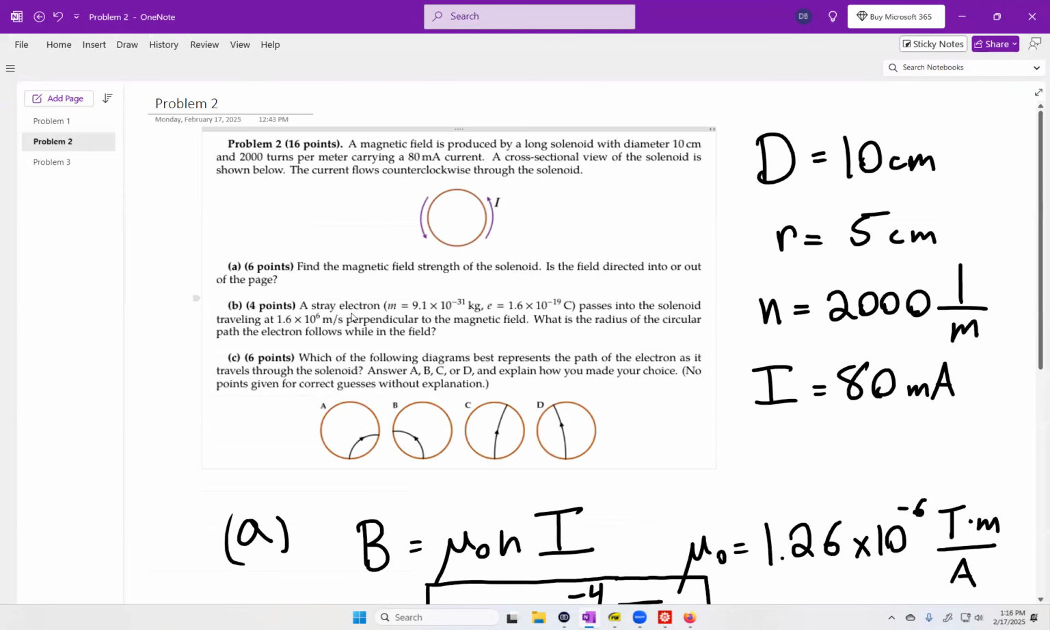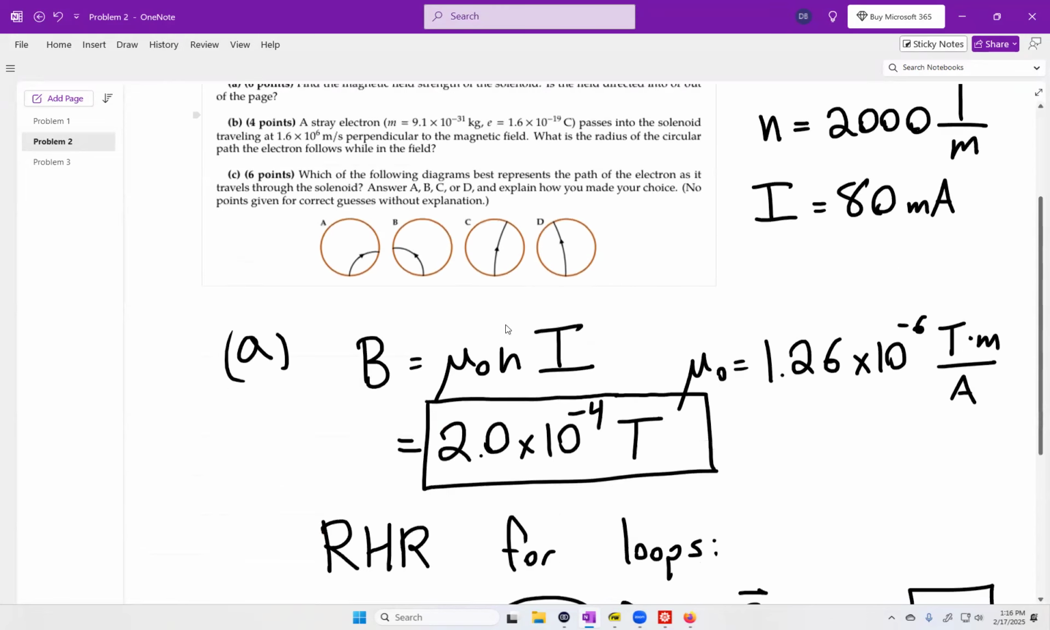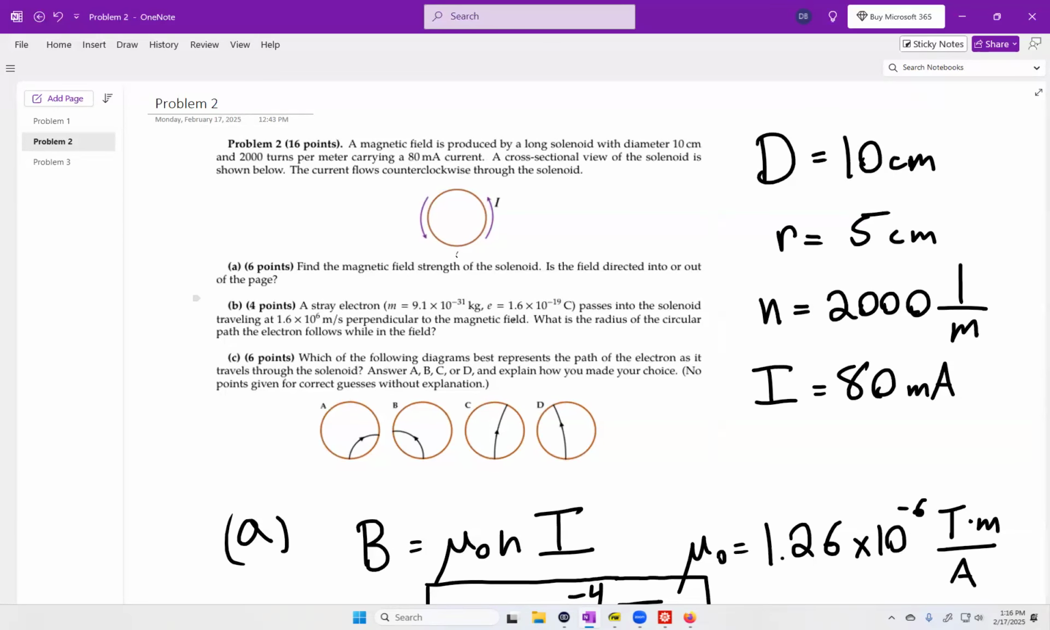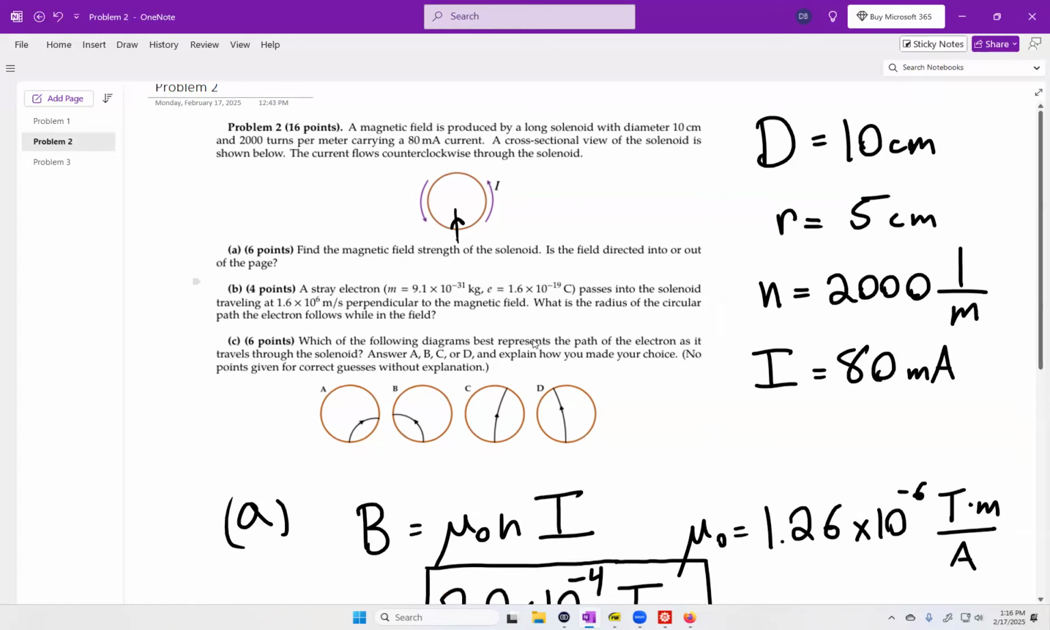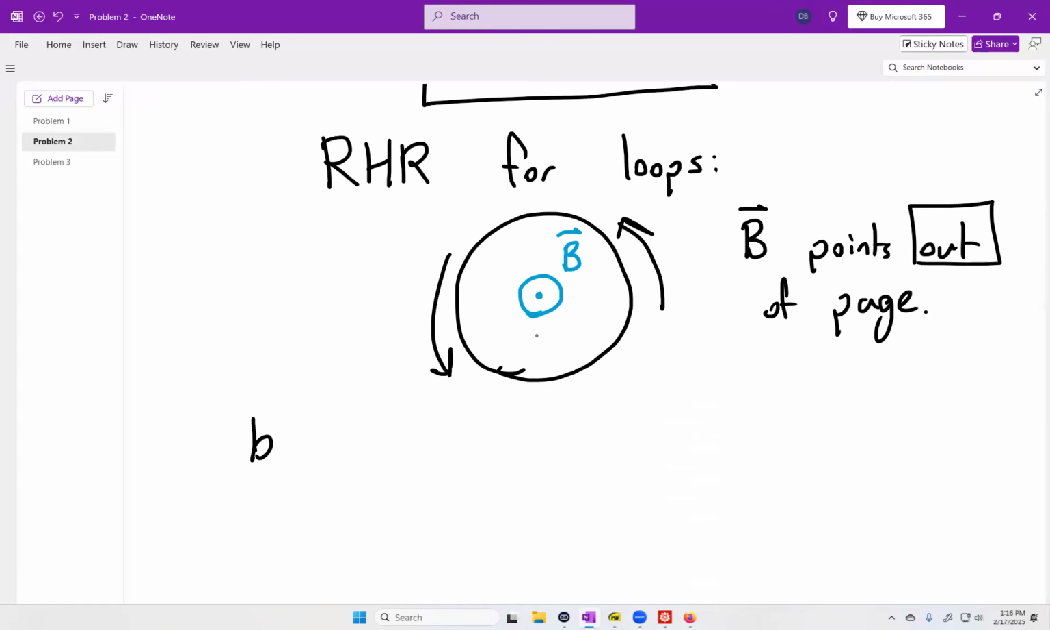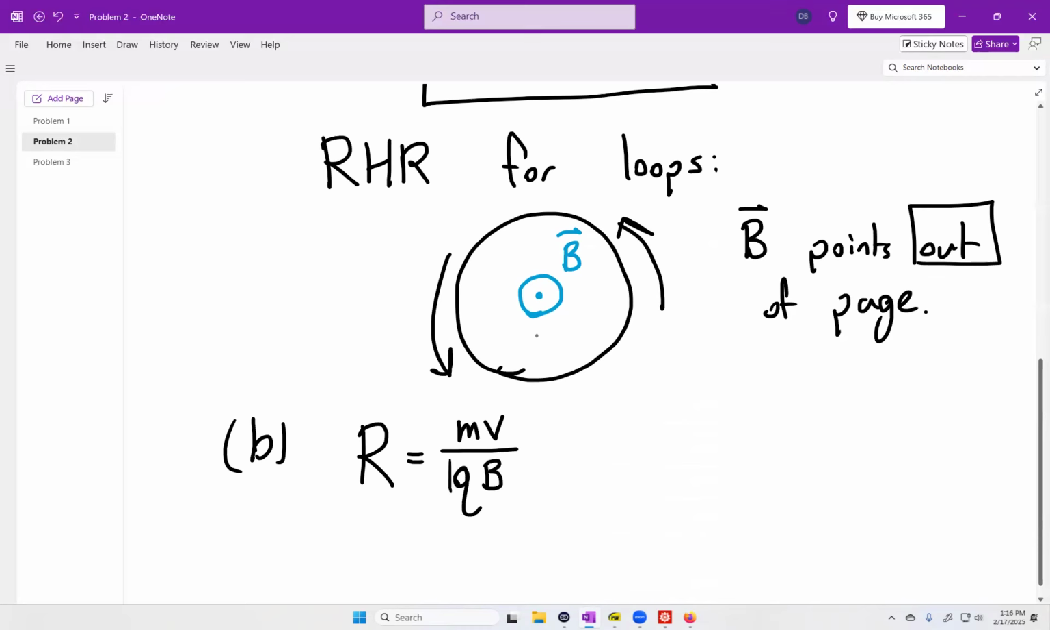Part B, we have an electron that passes through the solenoid at a given speed, traveling perpendicular to the magnetic field. So it's moving into the solenoid like this. And we want to know what's the radius of the circular path the electron follows while in the field. Well, this is just asking us to calculate the cyclotron radius. Which is this thing.